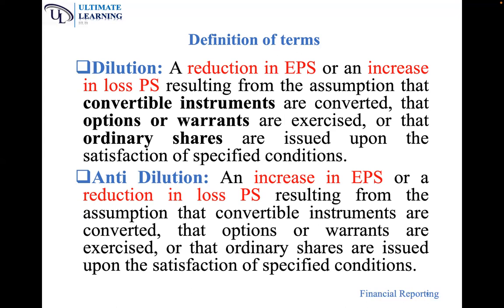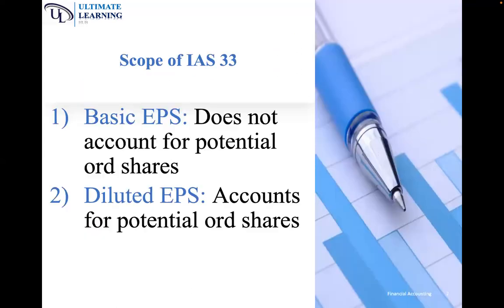So dilution is a reduction in EPS or an increase in loss per share, resulting from the assumption that convertible instruments are converted, options or warrants are exercised, or that new ordinary shares are issued upon satisfaction of certain conditions. On the other hand, anti-dilution, which is the opposite of dilution, is an increase in earnings per share or a reduction in loss per share, resulting from the same assumptions: that convertible instruments are converted, options or warrants are exercised, or that new ordinary shares are issued upon satisfaction of certain conditions.